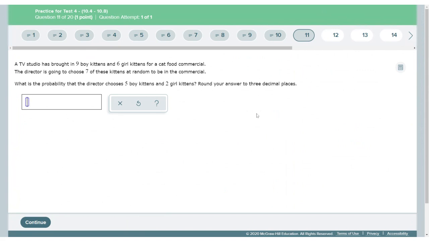All right, a TV studio has brought in 9 boy kittens and 6 girl kittens for a cat food commercial. The director is going to choose 7 of these kittens at random. All right. So that's 15 cats, right? 9 and 6 is 15, and they're going to choose 7 of them. What is the probability that the director chooses 5 boy kittens and 2 girl kittens?